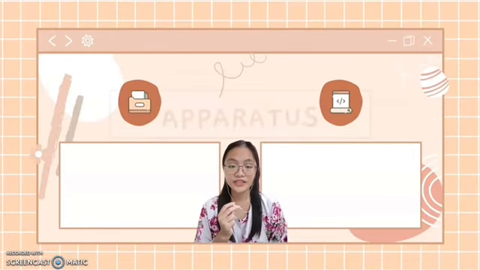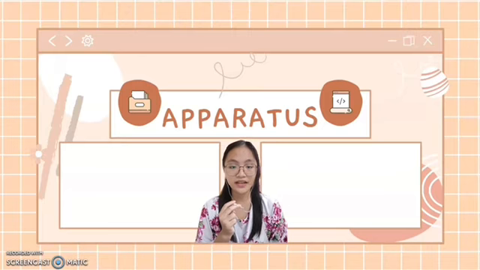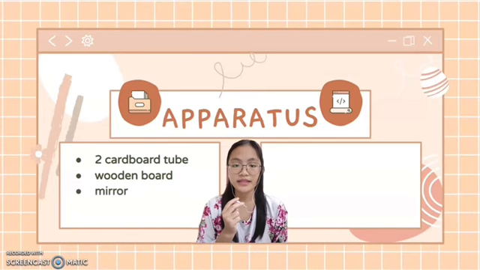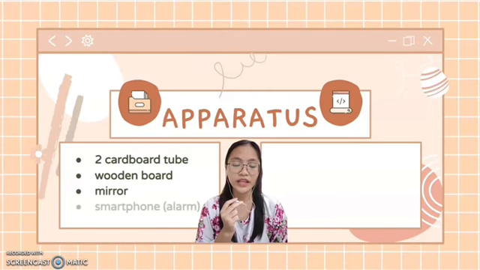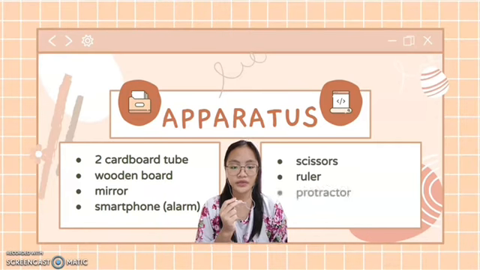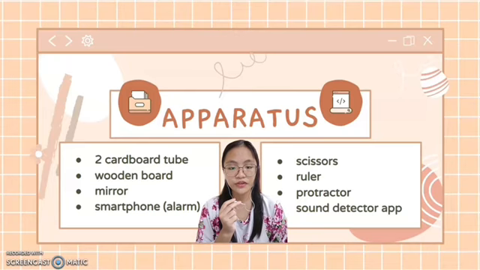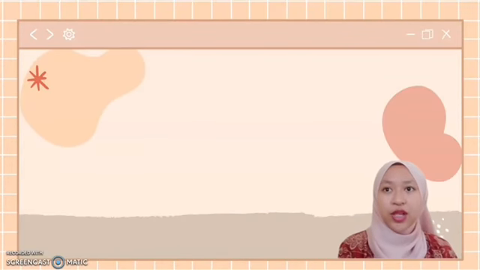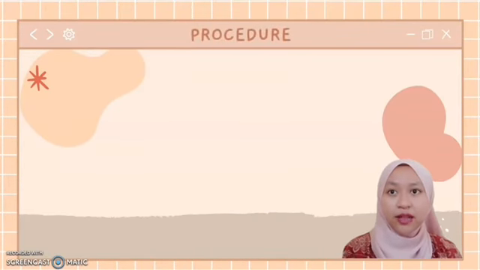So, the apparatus for this experiment are two cardboard tubes, a smartphone as a source of the sound, scissors, ruler, protractor, sound detector app, mirror, and cardboard. Thus, let us see the procedure for this experiment. I will share with you the procedure during the experiment.